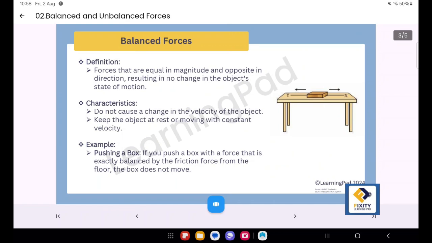When equal forces are acting from opposite directions, they cancel each other out. The object remains in its state of rest or motion. In whichever way it was before, it will remain like that. No change in the state of motion is going to happen in the case of balanced force.